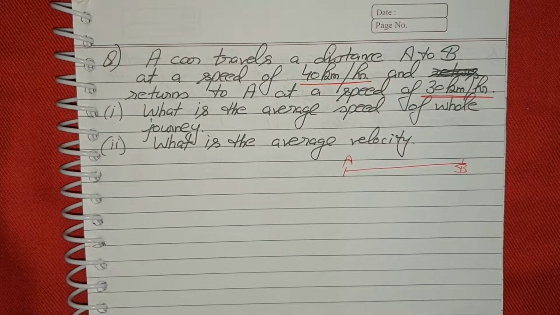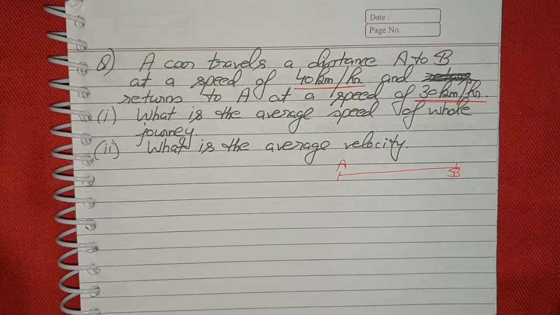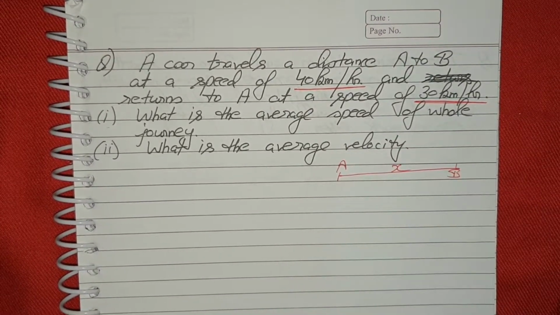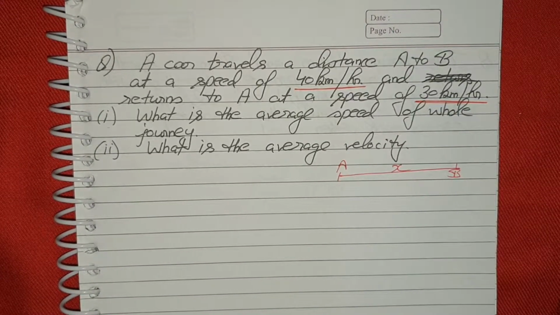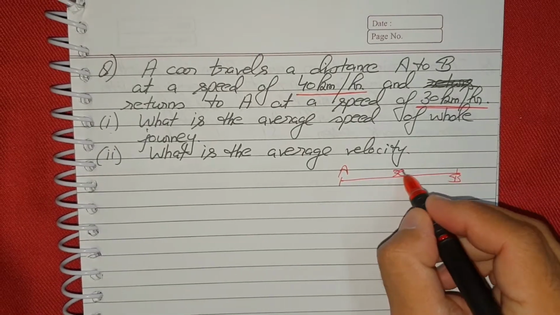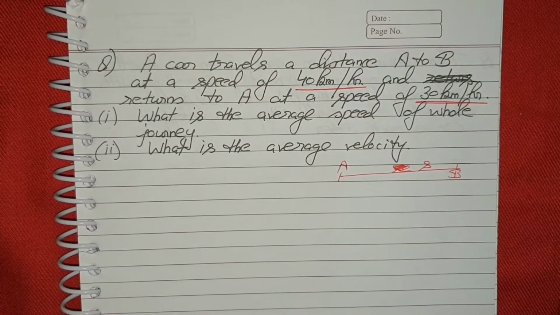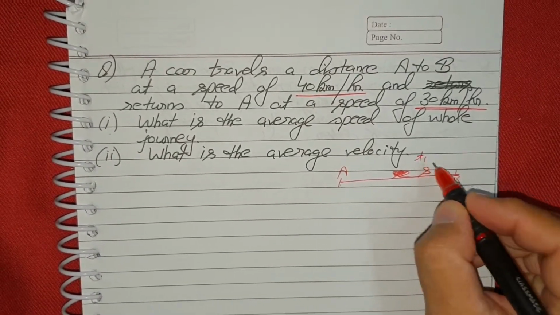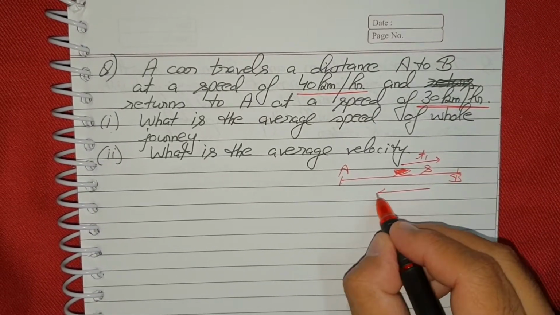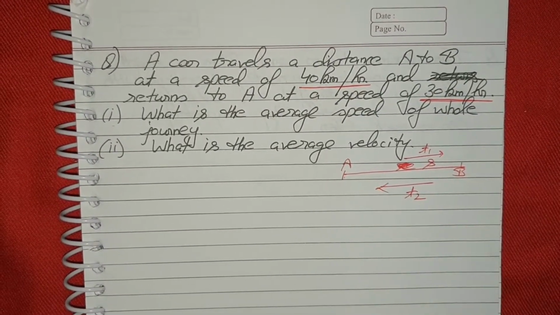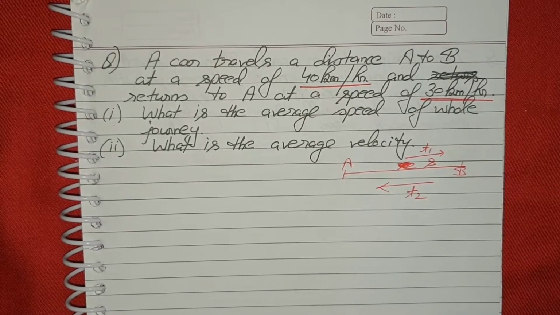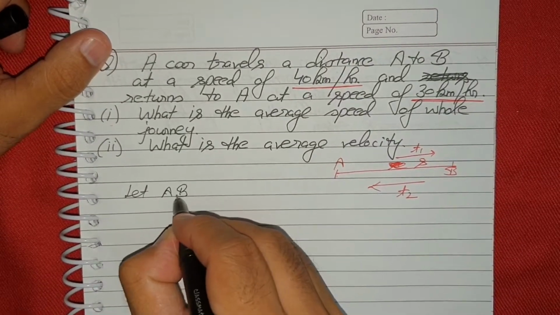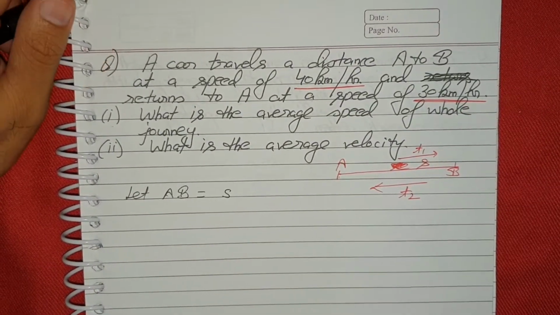So, we know that average speed is total distance upon total time interval. So, let the distance between A and B be s, the displacement s, and the time taken to go from A to B, let it be t1, and to go from B to A, this is t2, because though the distance will be same, the speed is different, that is why. So, we have taken AB equals s.